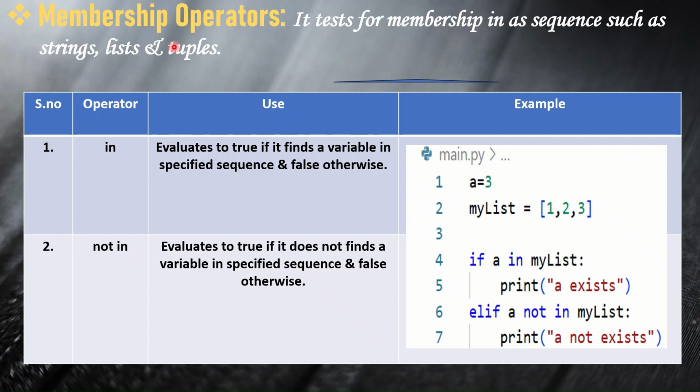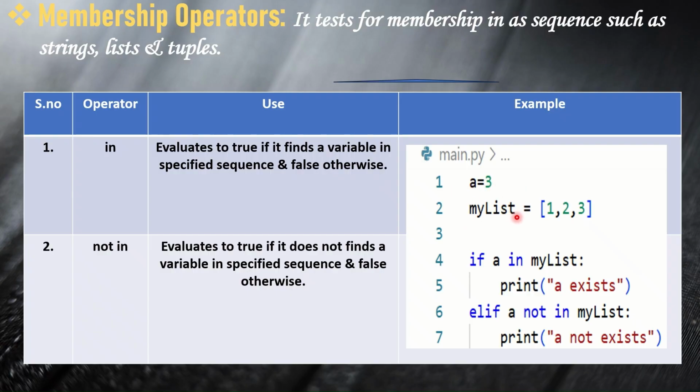In the next one, we have membership operators. Membership operators are only used to test for membership in sequence data types, which include strings, lists, and tuples. So if you want to perform some tests on sequence data types, then we can go for membership operators. We have two types: the in operator and the not in operator. The in operator is mainly used to evaluate the condition. If it finds a variable or a value in the specified sequence, which may be a list, string, or tuple, it returns true, otherwise it returns false.